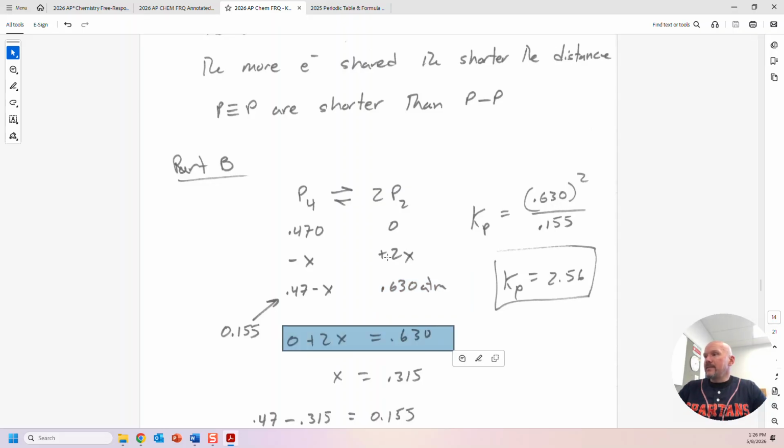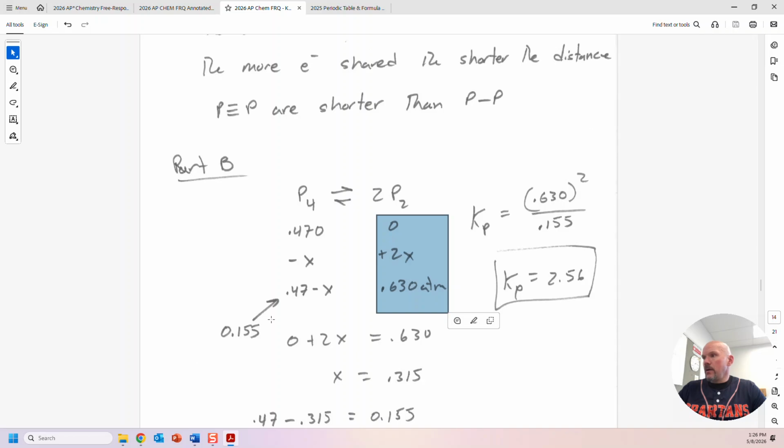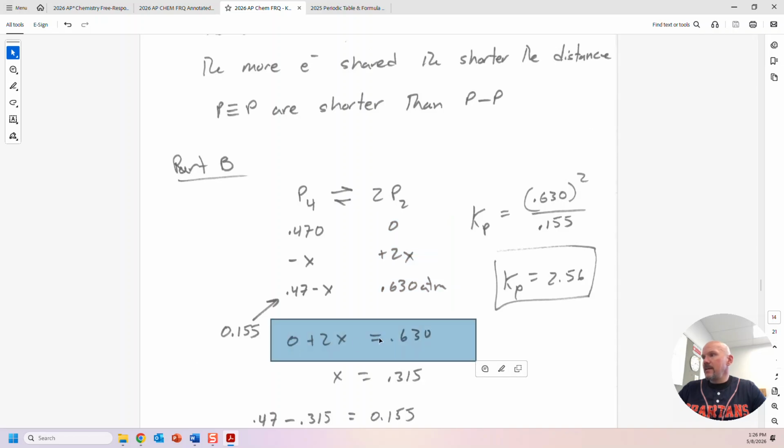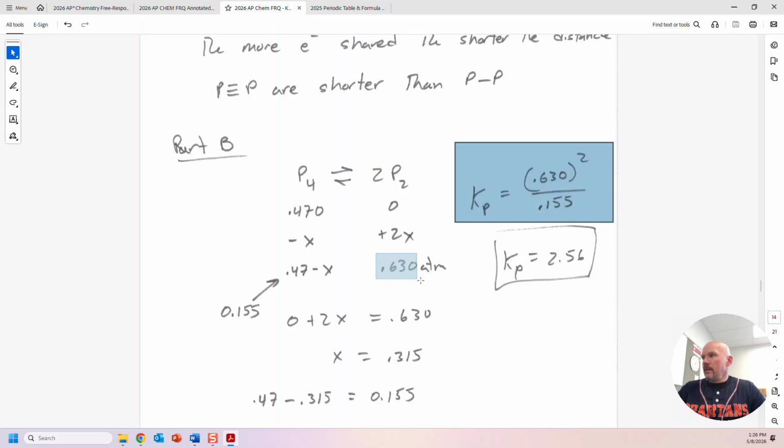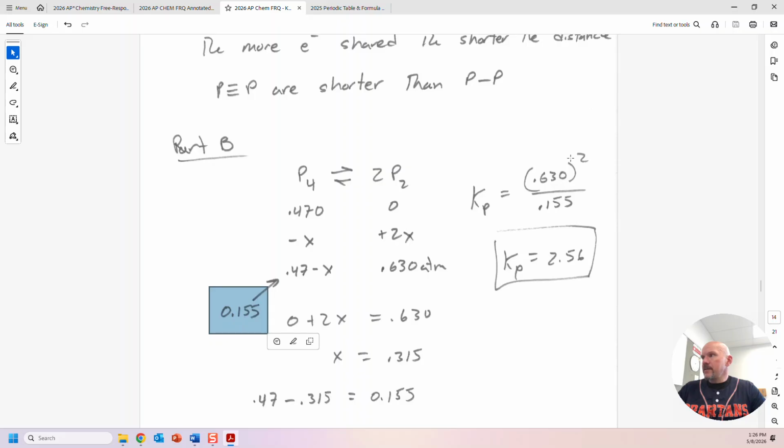So, right, we can take this part of our RICE chart and we can solve for x. So we know 0 plus 2x equals 0.63, so x equals 0.315. We would do our subtraction to get our partial pressure of the P4. And then remember, we're just plugging this equilibrium partial pressure and this equilibrium partial pressure into the expression. Don't forget to square the P2 partial pressure. And we end up with 2.56 for our equilibrium constant value.